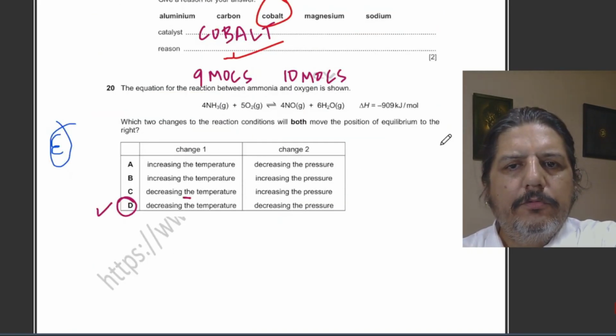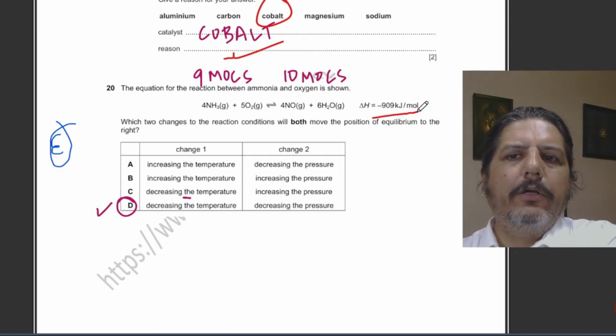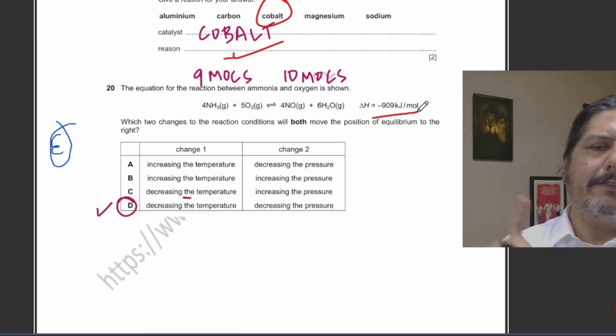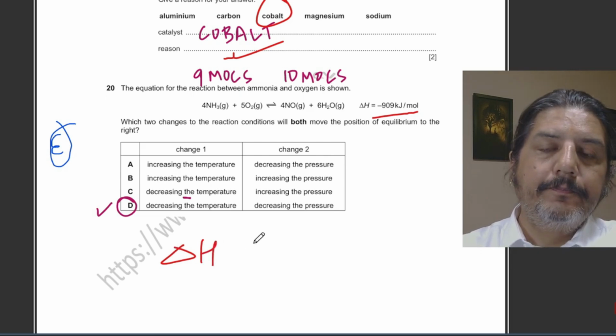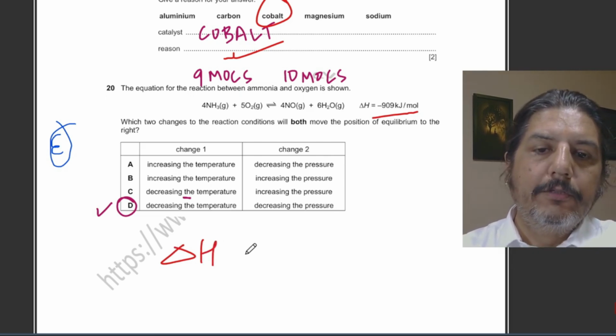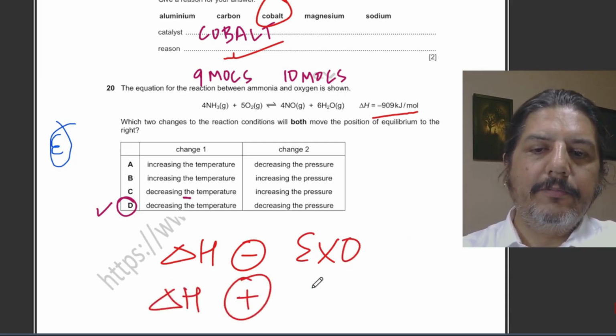So now let's move to the next question. This is the MCQ that I have taken. The reaction between ammonia and oxygen is shown. Again, this is an exothermic reaction. Remember, when delta H is negative, it's an exothermic reaction. This is again from the rate of reaction chapter. So when delta H is negative, this is an exothermic reaction and heat is liberated. When delta H is positive, it's an endothermic reaction.